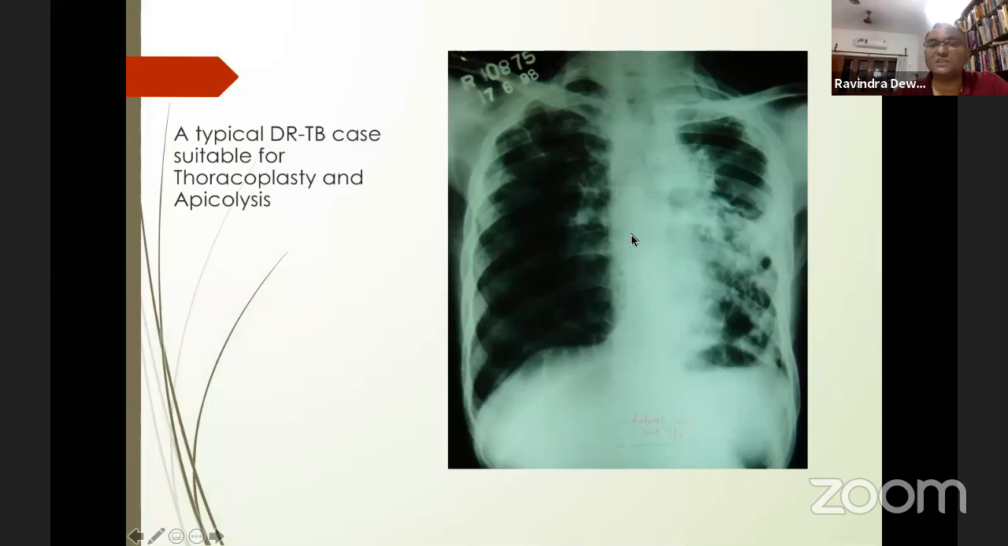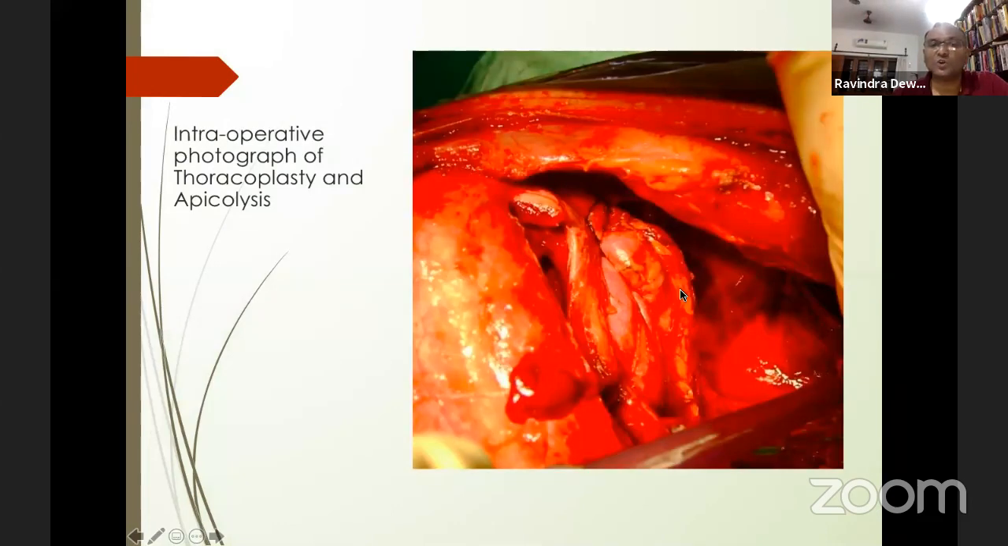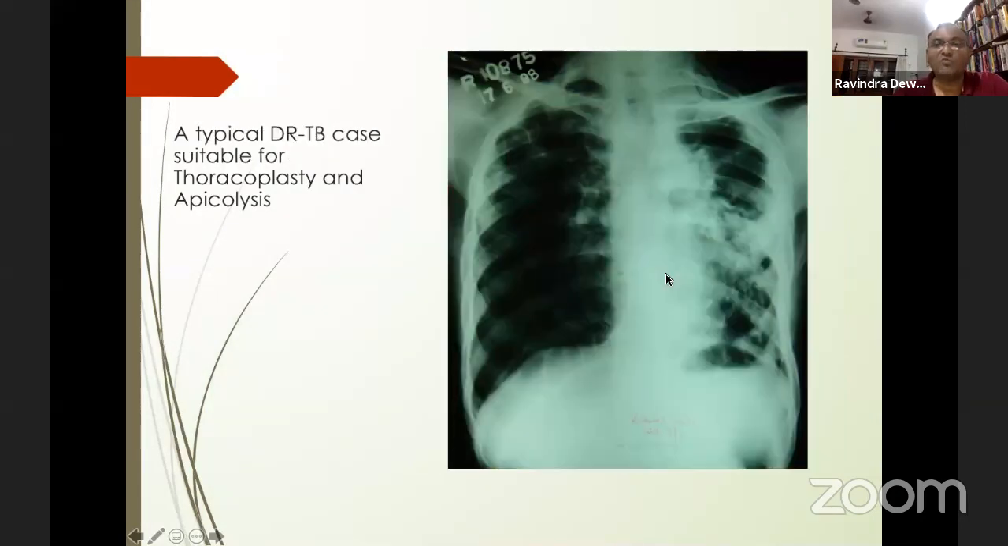So such cases are still treated with thoracoplasty. This is an intraoperative photograph of thoracoplasty and apicolysis, in which we collapse this cavity by removing the upper five ribs and doing the complete apicolysis, and this cavity collapses. This was the first operation devised for treatment of tuberculosis in the pre-chemotherapeutic era, but is still useful in occasional cases.